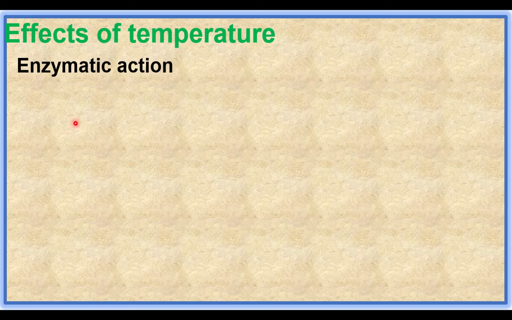Now let us see the effect of temperature on the biological system. The temperature influences the enzymatic action. At low temperature, the enzymatic activity is slow. At optimum temperature, the enzymatic activity will be maximum. When the temperature is very high, enzyme activity stops. So temperature influences enzymatic action.